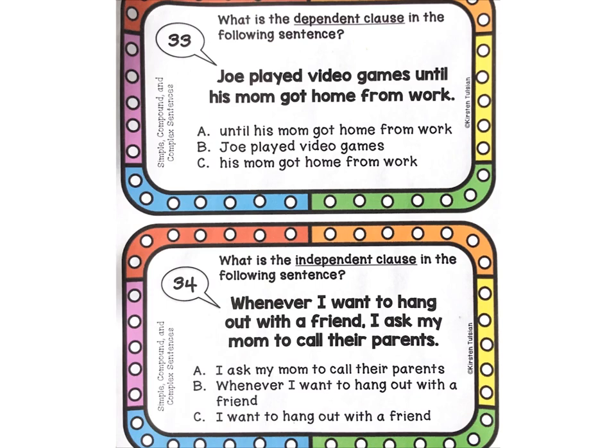Okay, we're going to do a little practice here. We're going to do some practice on independent and dependent clauses, and then we'll be done. So in the first one, up there, it's number 33, it says, what is the dependent clause in the following sentence? Joe played video games until his mom got home from work. You think about that for a second and see if you can figure out what the dependent clause is.